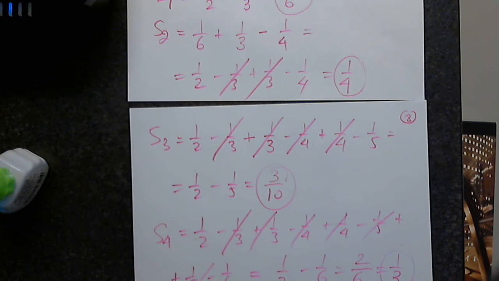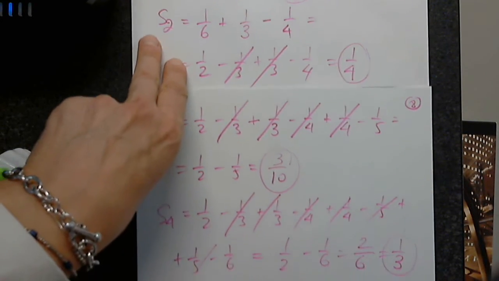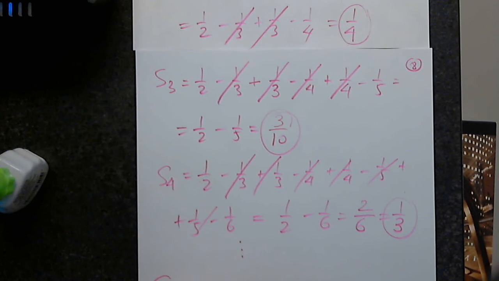So I determined the first 4 partial sums. The first partial sum is just the first term, A1. The second one is A1 plus A2. The third one is A1 plus A2 plus A3. And this was the last one, A1 plus A2 plus A3 plus A4. This is extremely useful to notice because now I want to get to Sn.